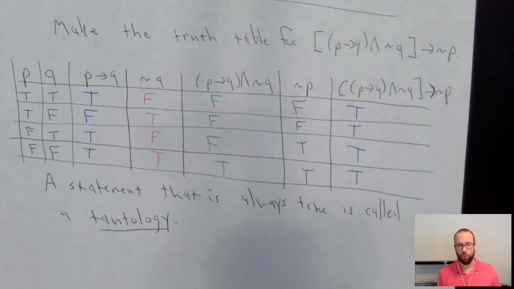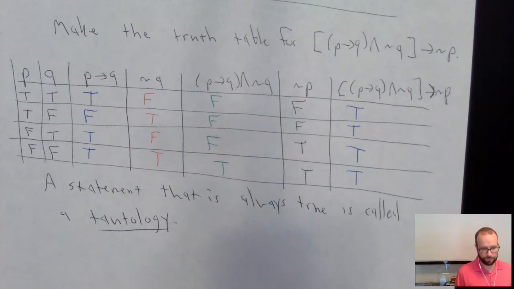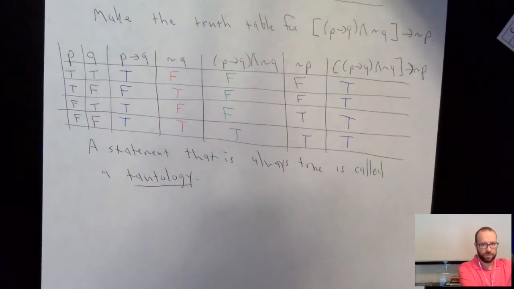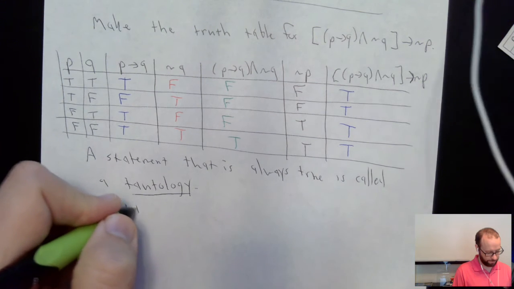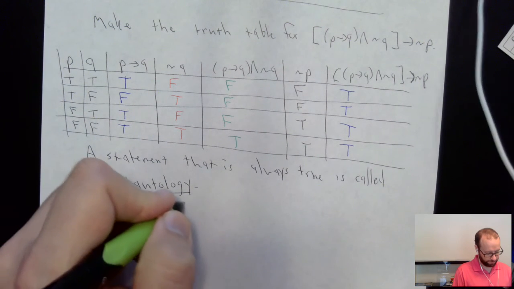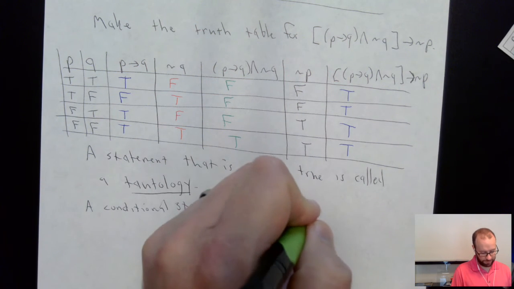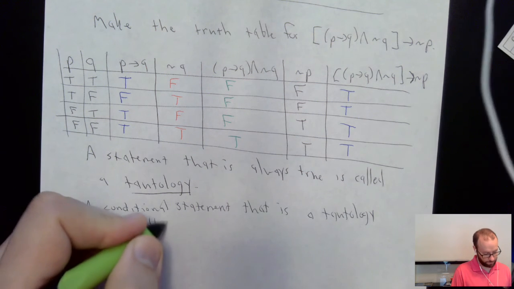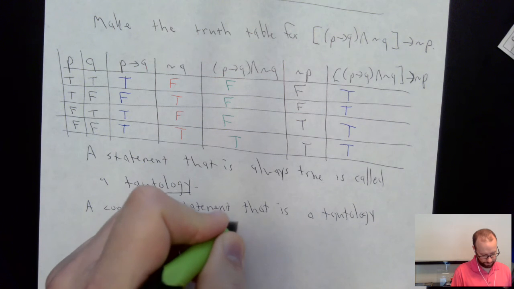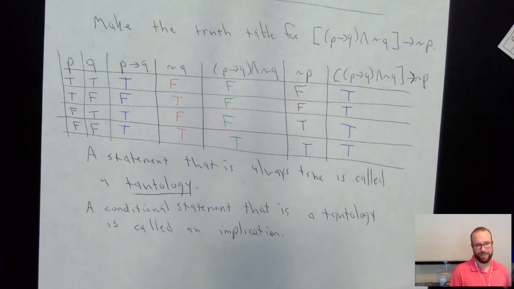There are much simpler tautologies. In fact, P or not P is a tautology. But this is also a tautology. Anytime you do the big truth table and you get all trues, that thing's a tautology. We have a special name for a conditional statement that's a tautology, like this one was. A conditional statement that is a tautology is called an implication, kind of because the first thing actually implies the second thing.